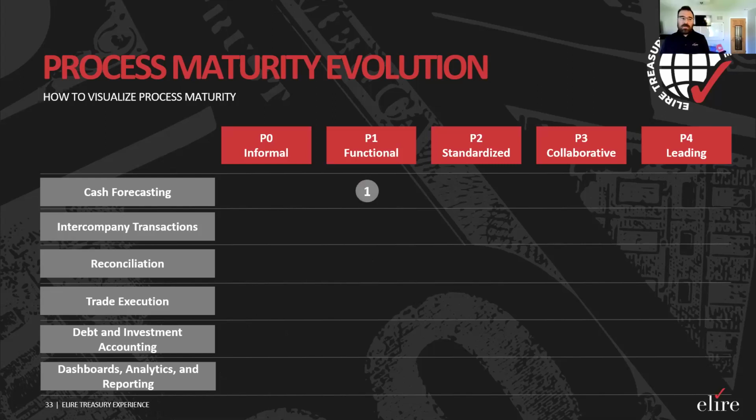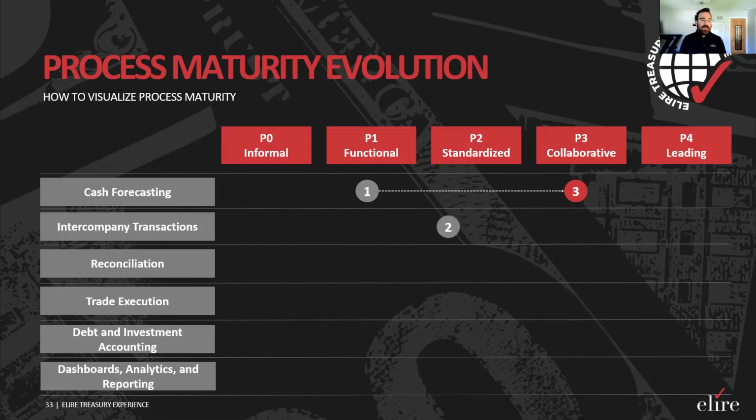So thinking of cash forecasting, a lot of times if you're coming from a legacy on-prem system, you might be sitting at a functional level when it comes to those processes. But once you evaluate where you are and understand where you want to be, you could push that needle to be more collaborative. And again, to do that, you have to ultimately focus on all 5 enablers.